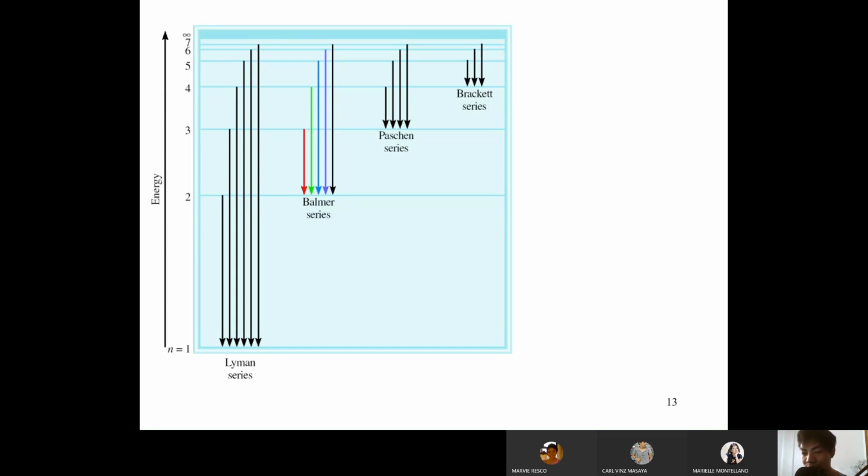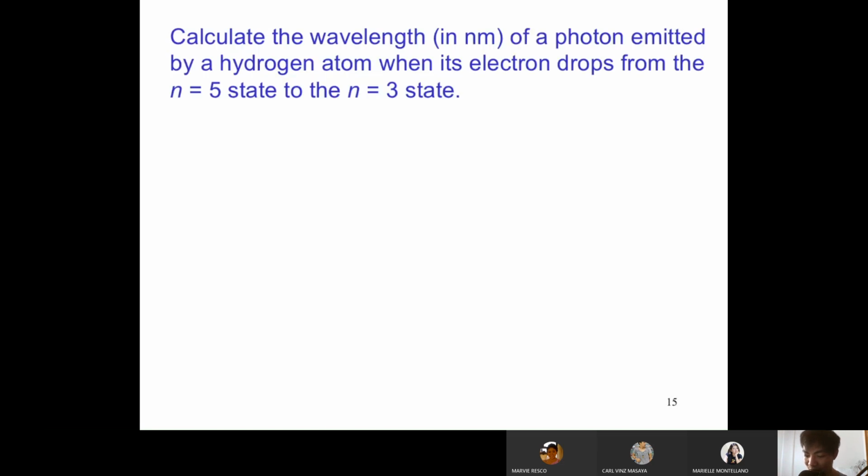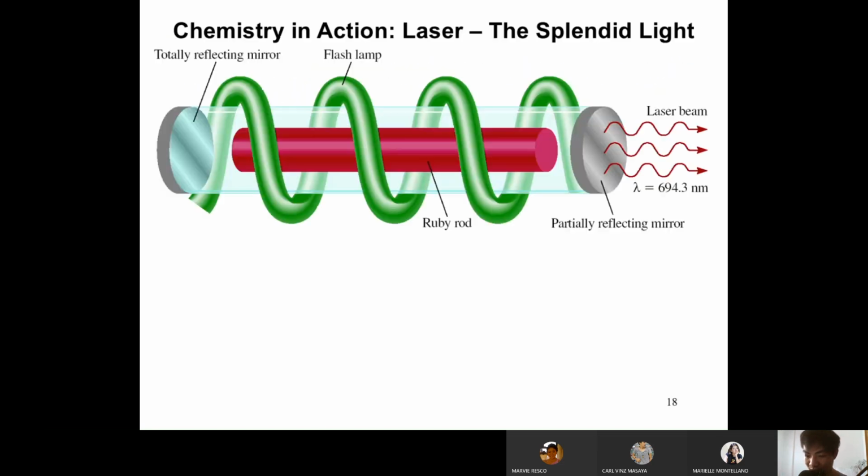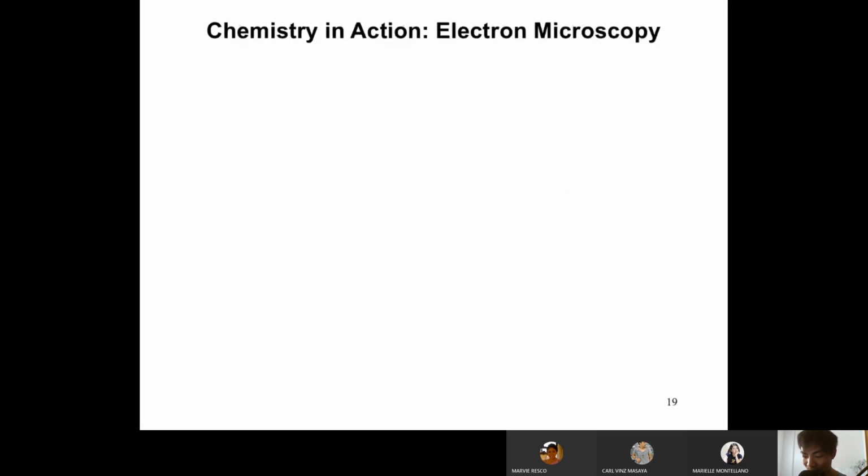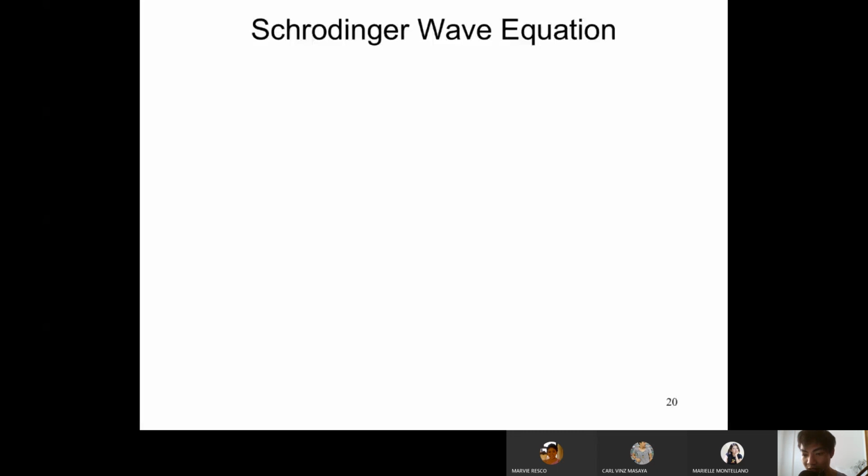Kailangan ba ito kabisaduhin? Hindi naman. Pinakwento ko lang. Again, di na tayo magsosolve ng mga ganitong bagay, kasi ang focus natin would be the atoms na. Okay, so we're done with the Niels Bohr model.